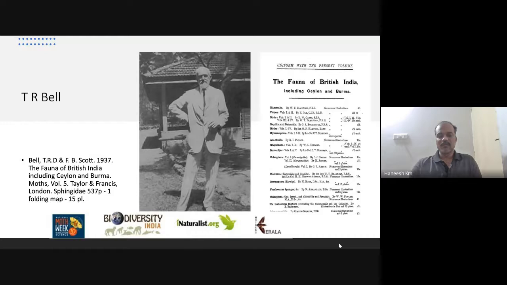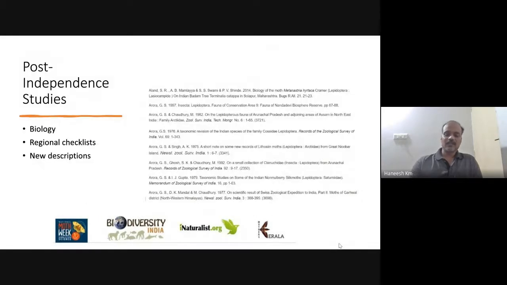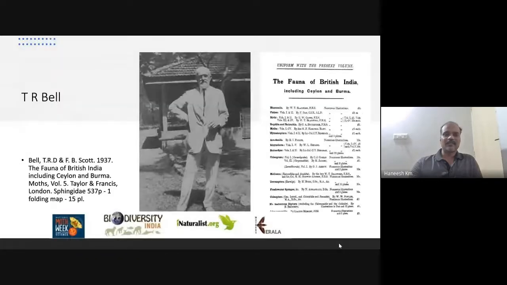So volume 5 is actually his contribution. There are a lot of references on the early stages of butterflies and moths there. So that's one of the major works in this. Okay, so those are the major works during the British period, up to 1937 and so on.